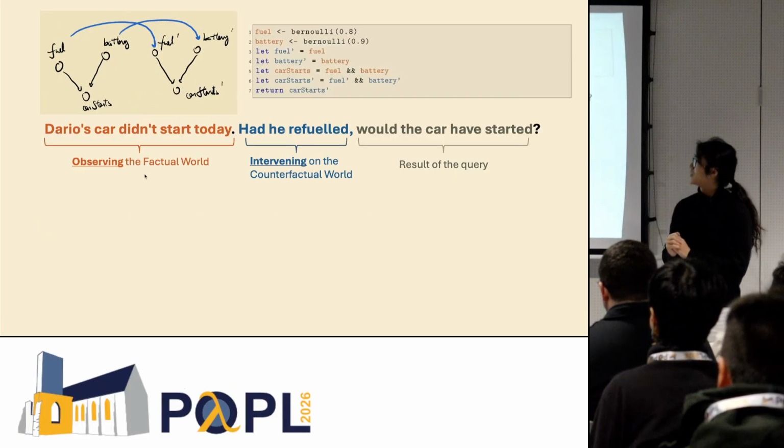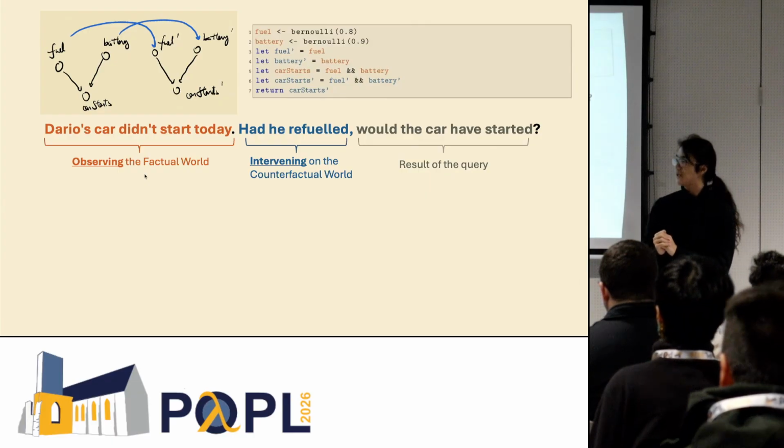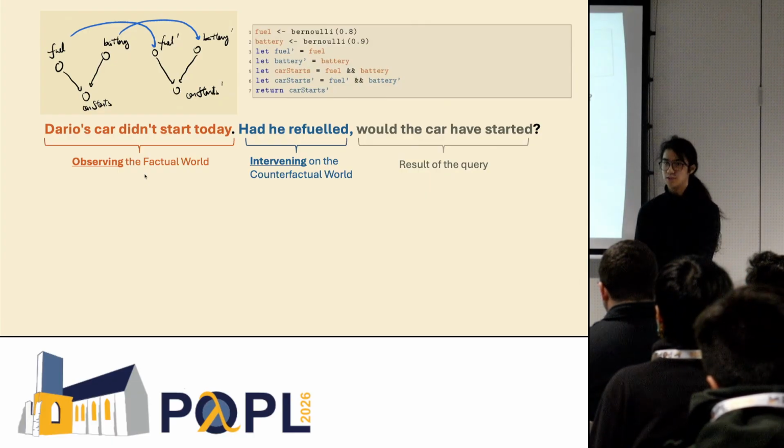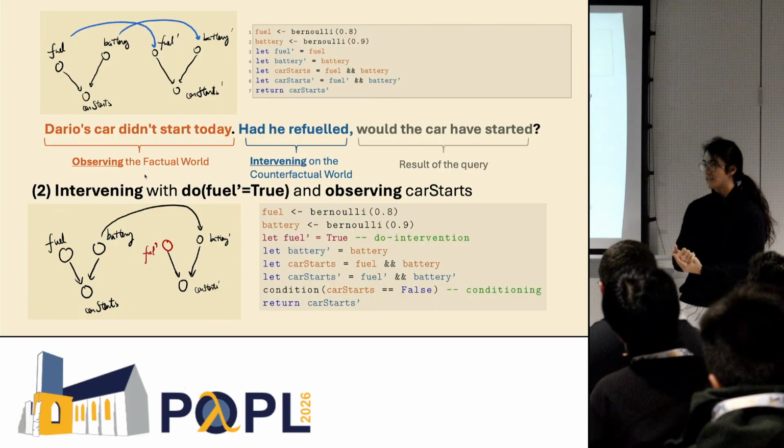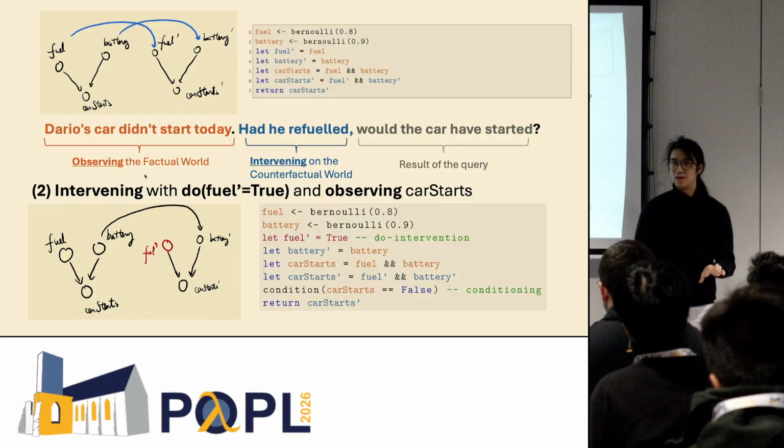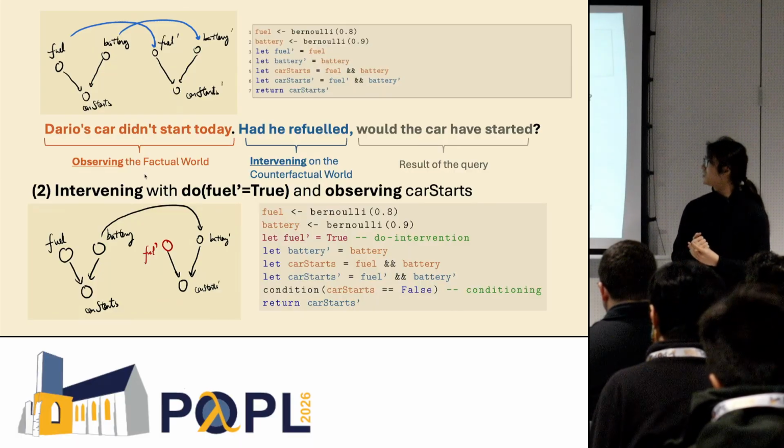And then once we have this twinned model, all that we have to do is observe on the factual world and intervene on the counterfactual world. So this is what we get. Observing is easy. We know how to do conditioning, just add a statement at the end. But intervention is a bit more involved.